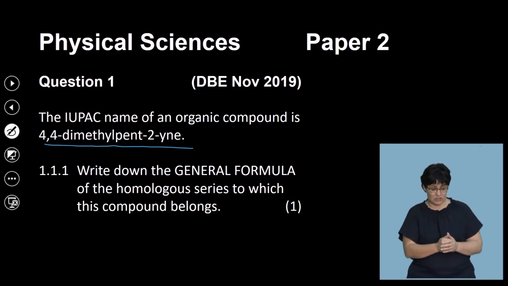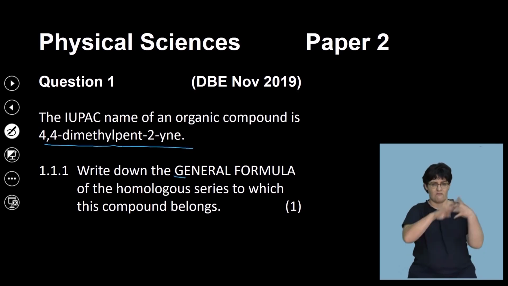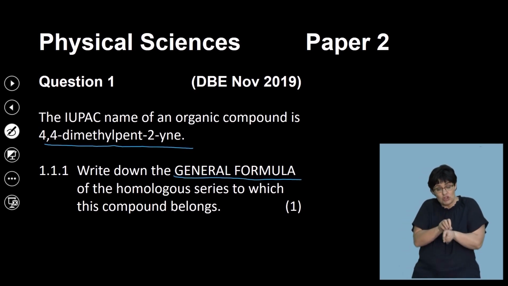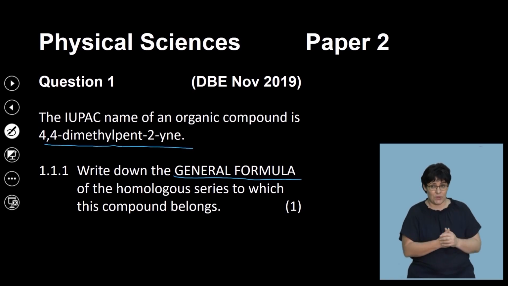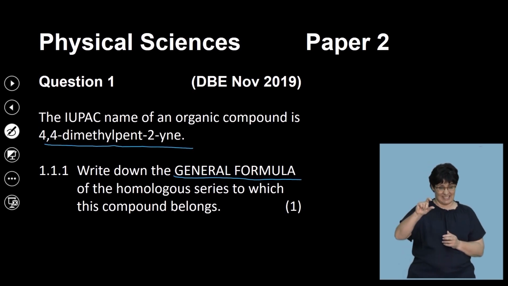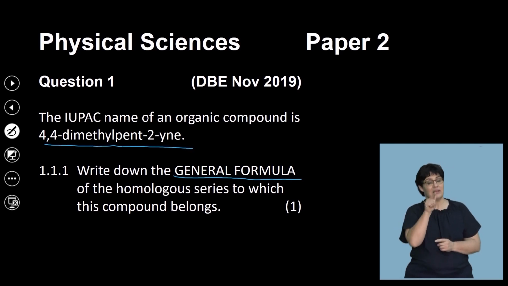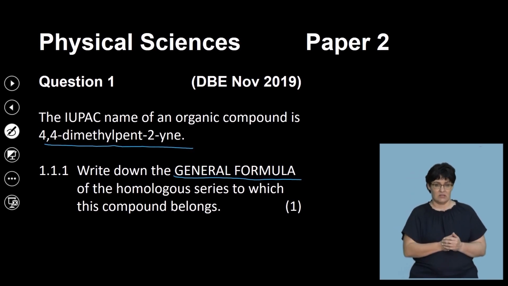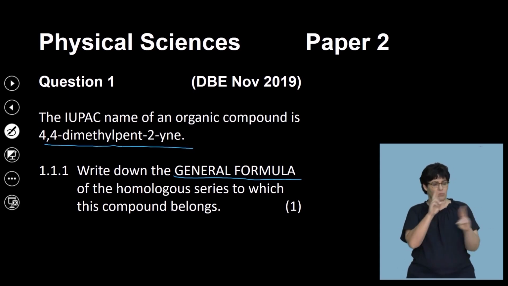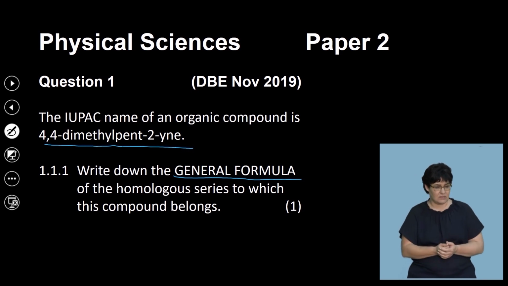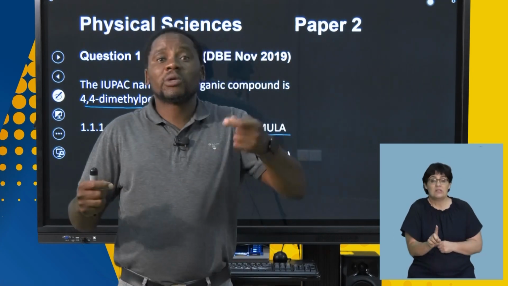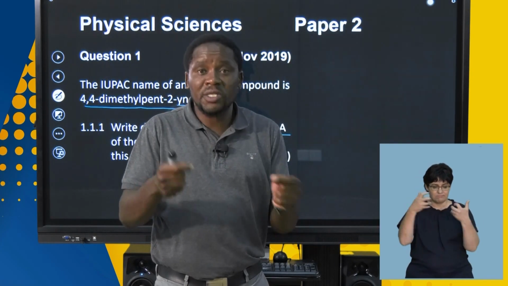Now it says here, write down the general formula. Pay attention to how the term general formula has been written, because once it's written in uppercase in this case, that's the main focus of the question. But before we respond, let's quickly interrogate the IUPAC name that's given. One of the things we pick up is the suffix, which is YNE. The suffix on its own has a lot to do with the homologous series to which this compound belongs. So we need to identify that.